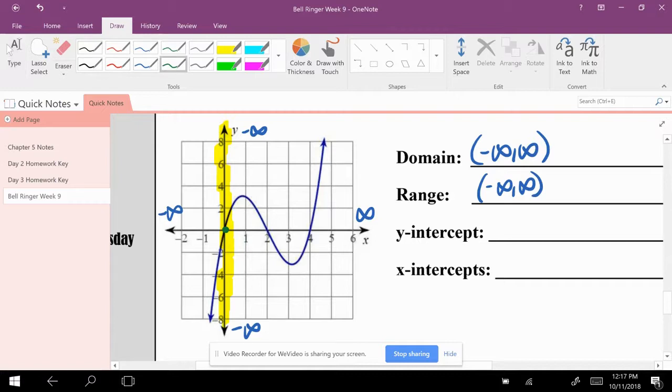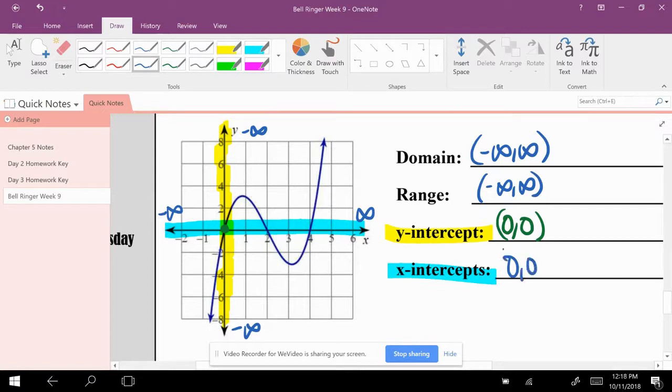But the y-intercept right here in green is (0, 0). Okay, because that's where it crosses that highlighted piece. And in blue is my x-intercept. Okay, that's my x, that's my y. Every single time it crosses, so it crosses here at (0, 0) again. It's okay to list it twice.